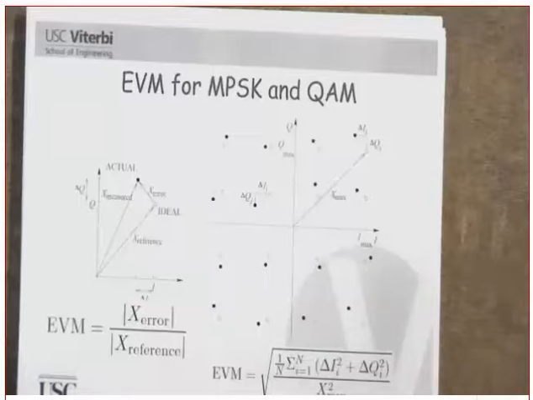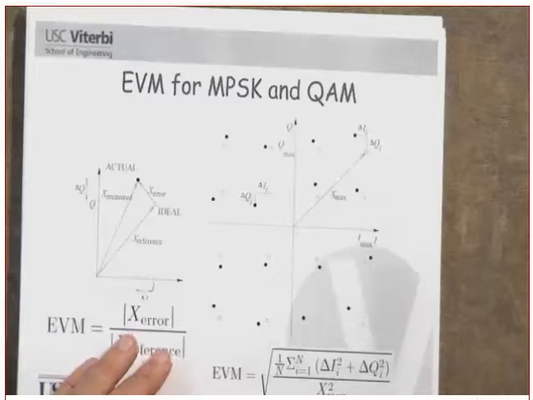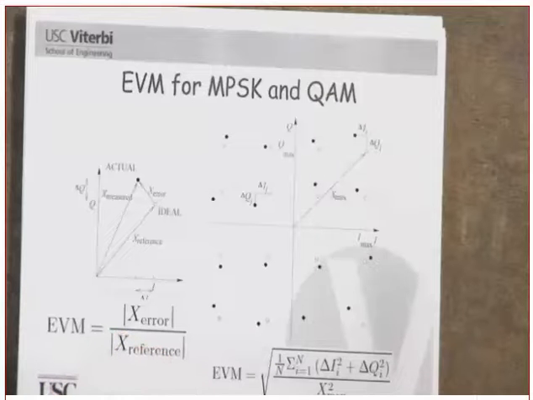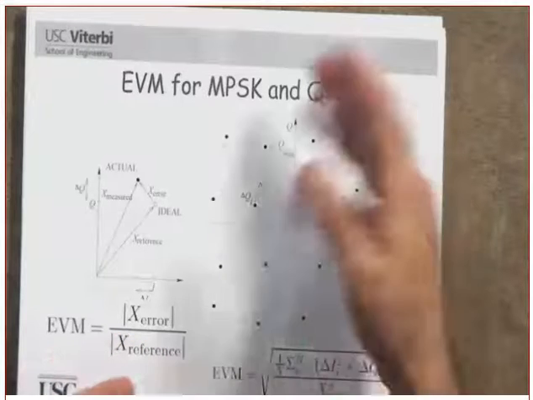So the axis, instead of being Eb over N0, it will be the average bit energy over the noise power spectral density. Remember, N0 means noise power spectral density. Did you get my point? You need to average it because the energy is averaged.